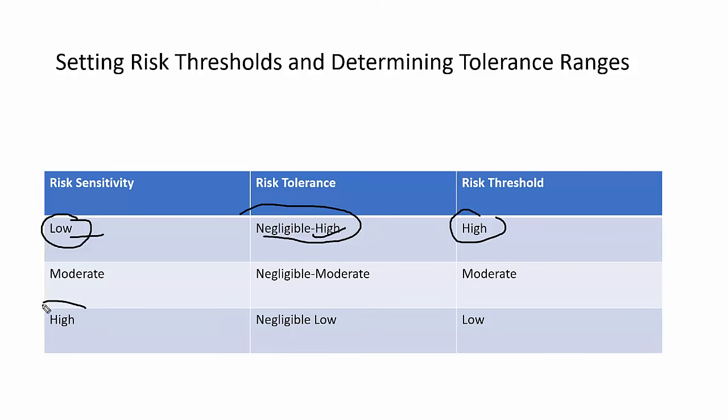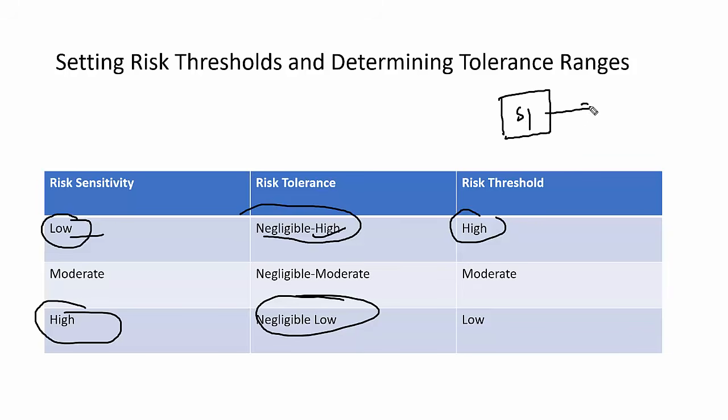But in the case of high risk sensitivity, the tolerance will be low. So the risk threshold is also low. How? Let me give you an example. This is basically my server. That server supports this business process. This business process every second generates a good amount of dollars for me. In this case, the risk sensitivity is high. So in that case, my risk tolerance is low. So anything happen, even for a second, I cannot bear it.